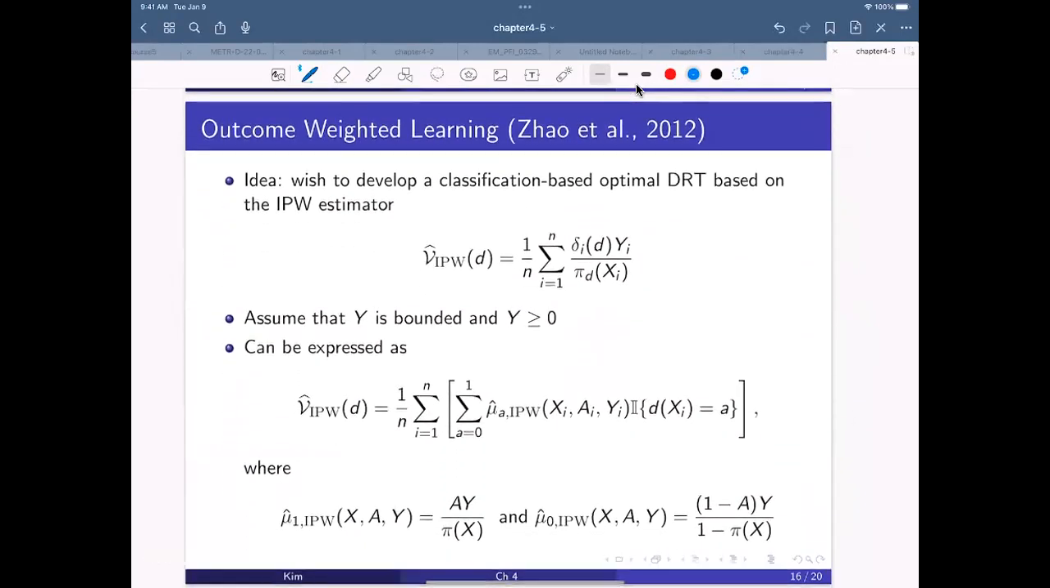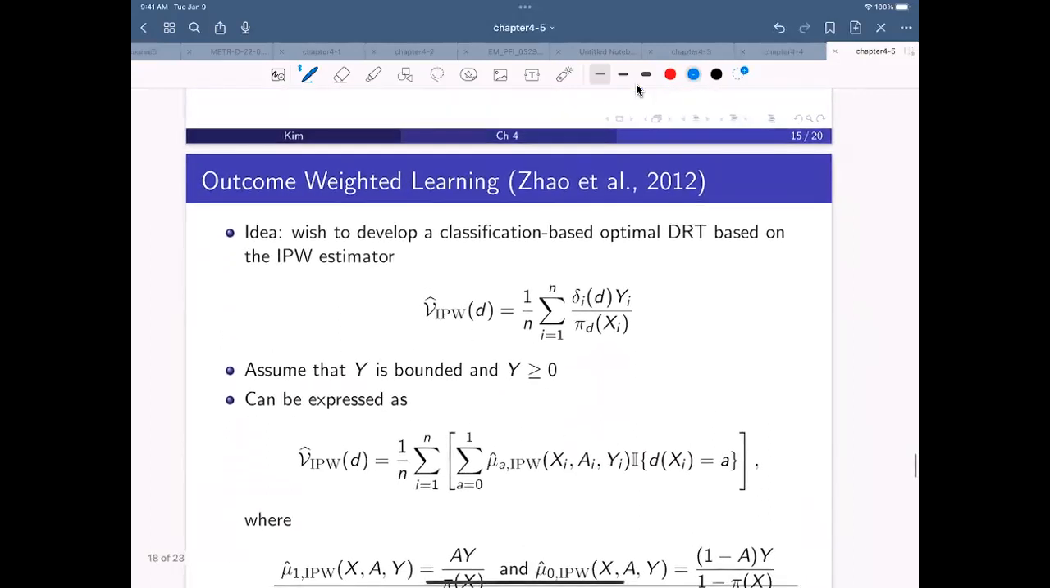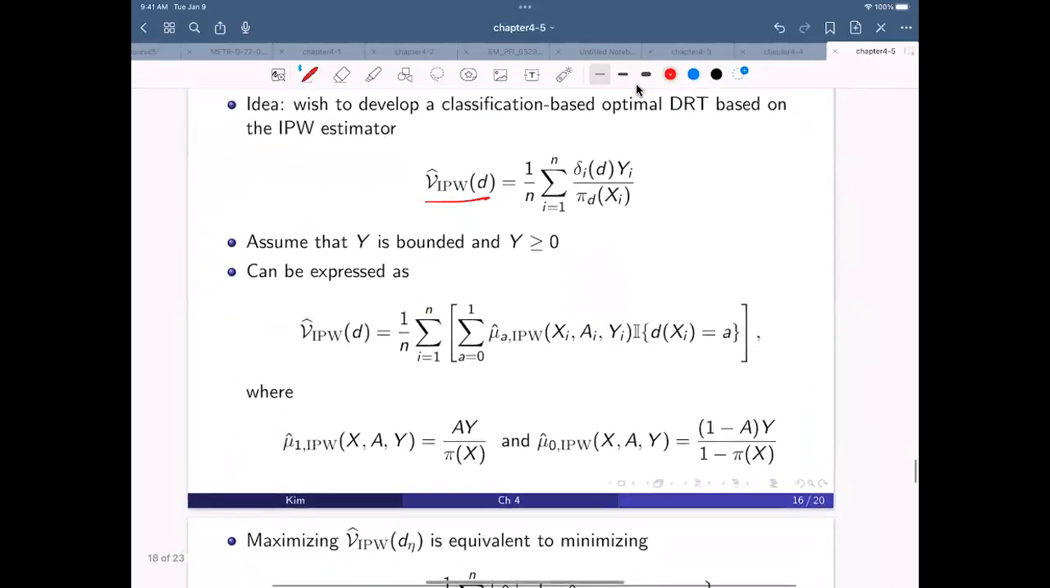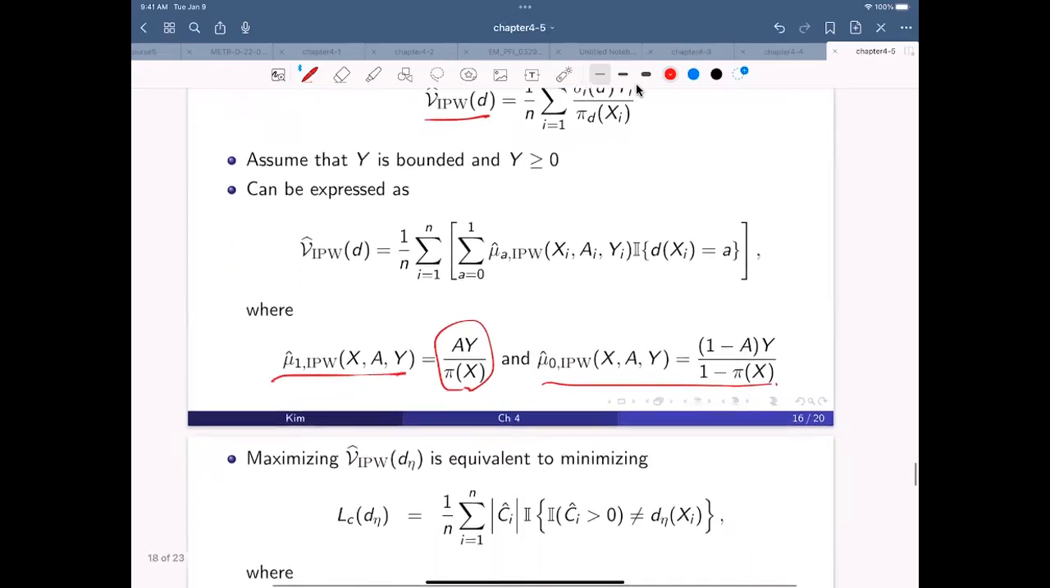Okay, let's move on to outcome weighted learning. This has a lot of citations, close to 1,000, so it is a very famous technique. The idea is, suppose I now use the IPW estimator for value estimation. You can write it this way: this is the IPW estimator of mu1, and this is the IPW estimator of mu0.